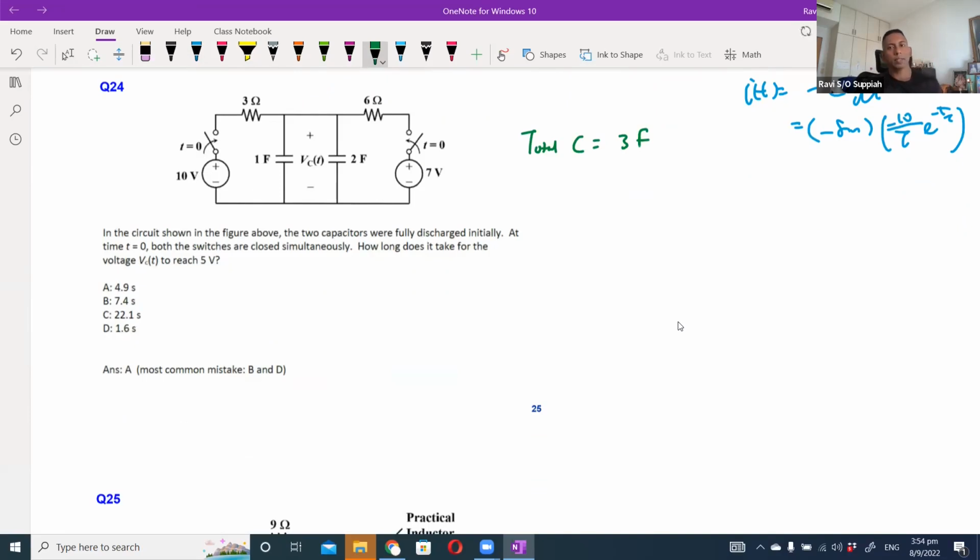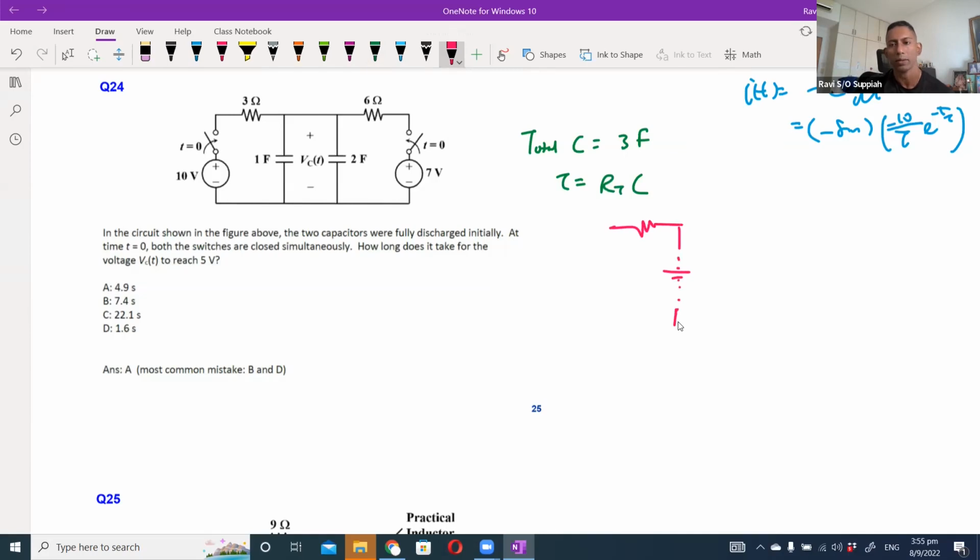Now the next thing is to know how long it takes. Of course, we need to put it into the transient equation. So to do that, I also need to find the RT. To find RT, I will replace this capacitance with the imaginary source, correct?